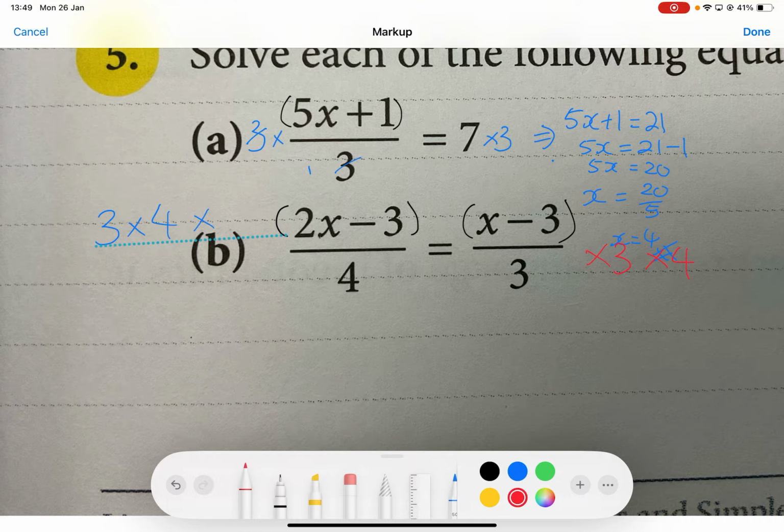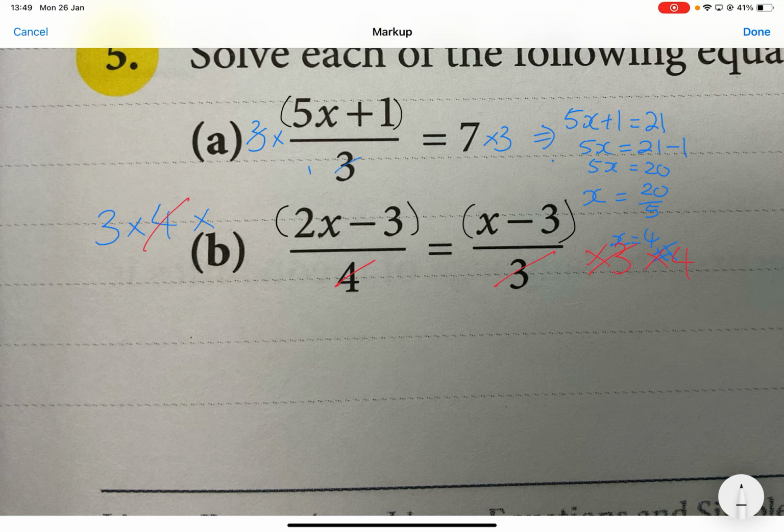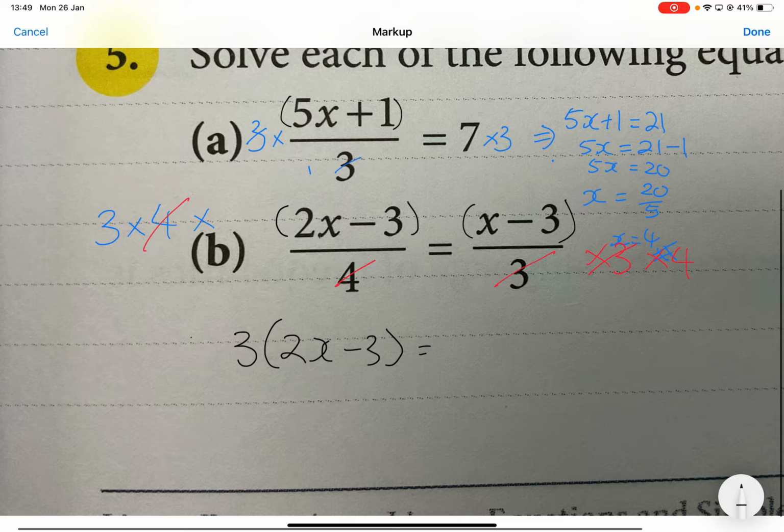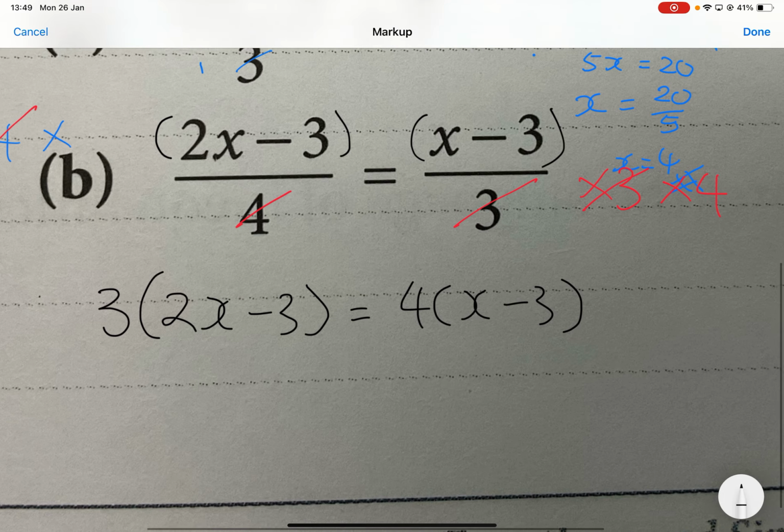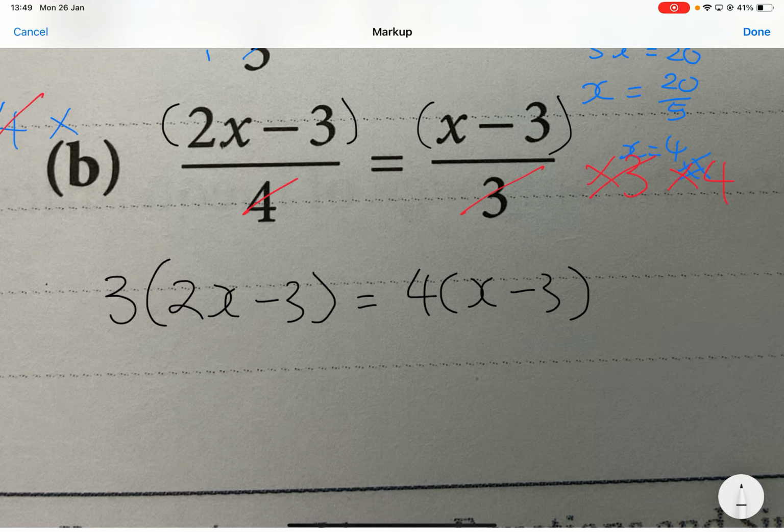Then the cancellation. 3 and 3 cancel. 4 and 4 cancel. I will be left with 3 multiplied by the entire numerator. I'll be left with 4 multiplied by the entire numerator. Then I no longer have a fraction. I do my expansion.